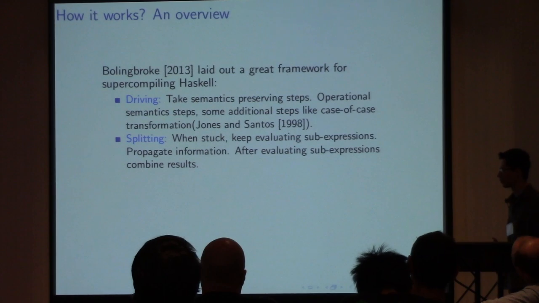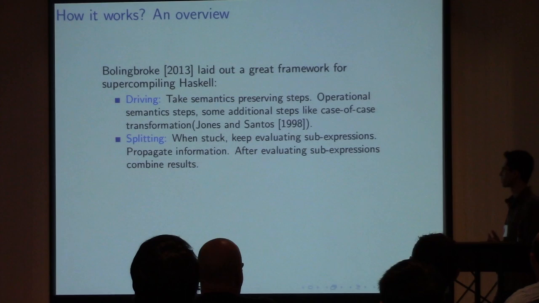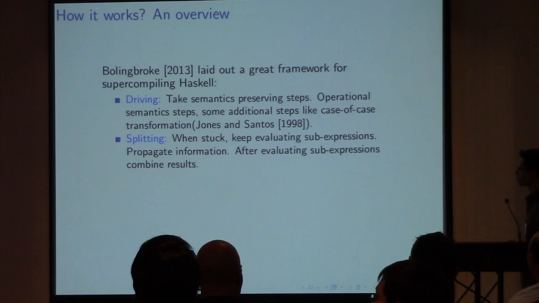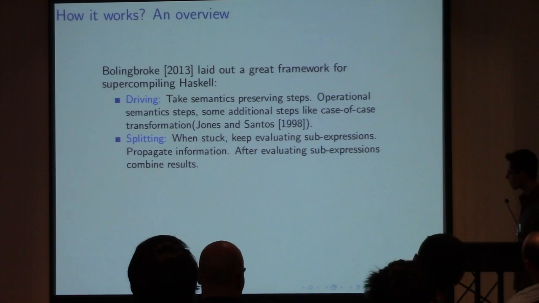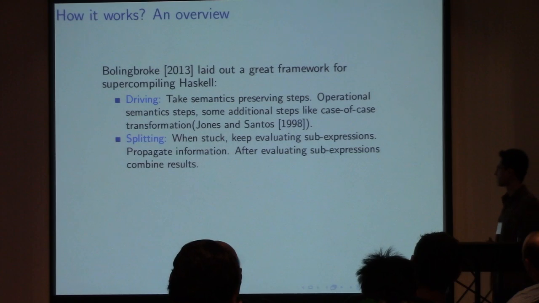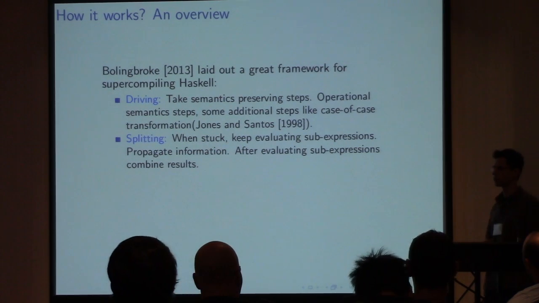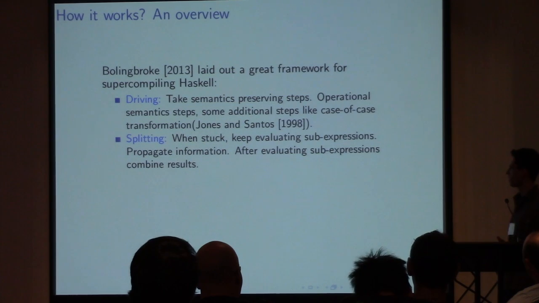The second step is splitting. Splitting is what we do when we are stuck, and it happens all the time, because at compile time we don't know the values of some variables. In that case, we keep evaluating sub-expressions. If we have a case expression, we evaluate the branches. If we have a function application, we evaluate the argument, for example. And we do some information propagation, which I will talk about soon. After evaluating sub-expressions, we need to combine results to form the final expression, and splitting also helps with that.